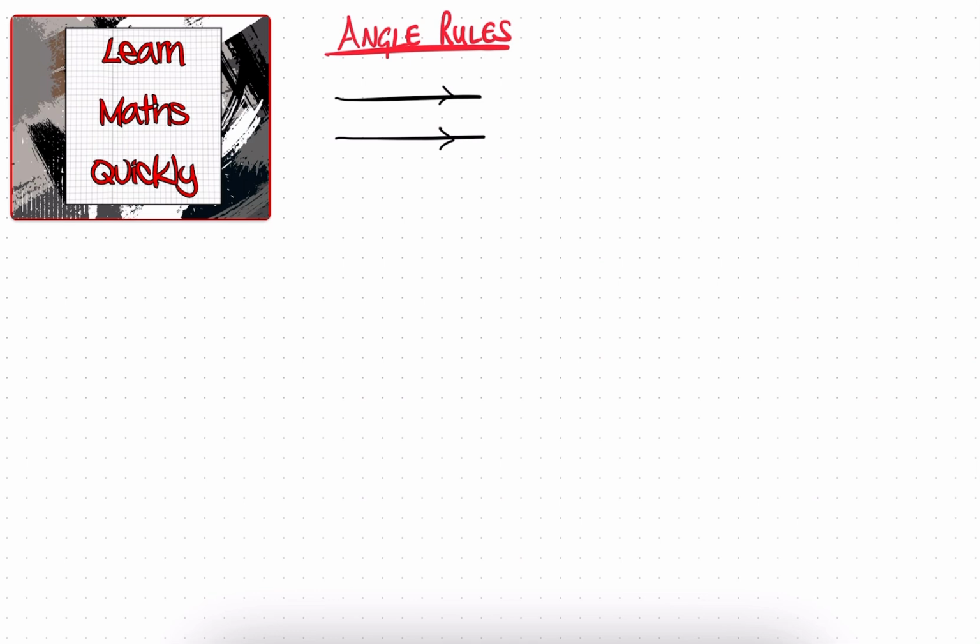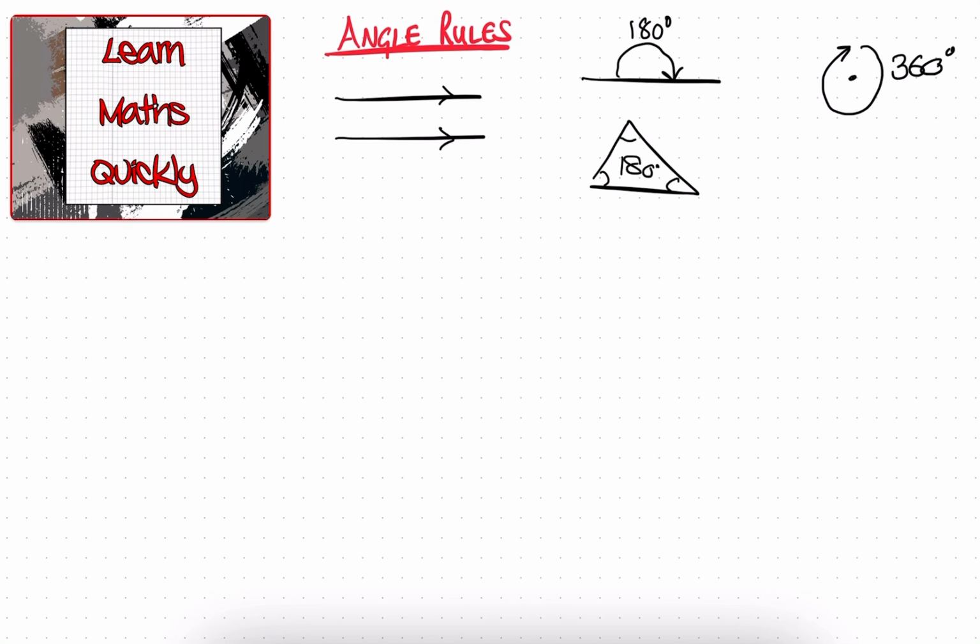Other things you're going to need to know is how many degrees is on a straight line. So the angle of a half turn like this is 180 degrees. We also need to know how many degrees is a full turn around a point like this, and that's 360 degrees. Another fact is how many degrees all angles in a triangle add up to, and that is 180 degrees. And finally, what all the angles in a quadrilateral add up to, that's 360 degrees.